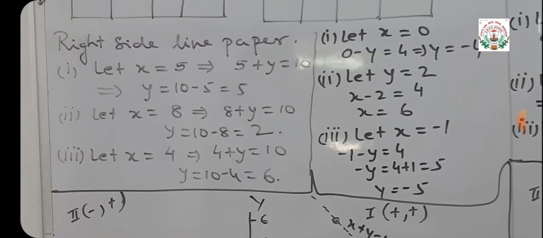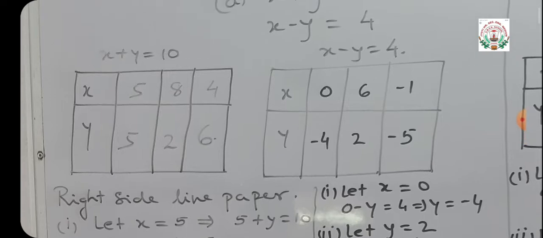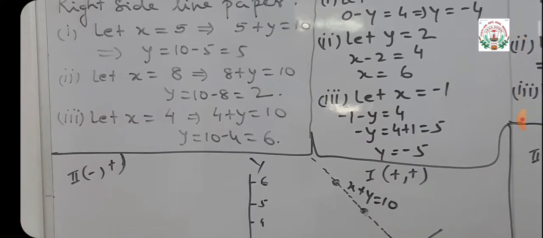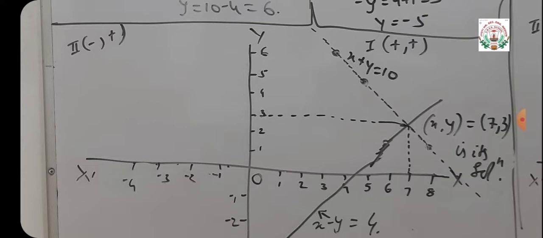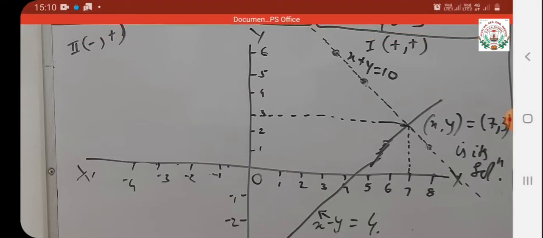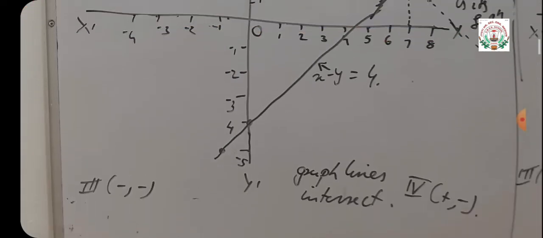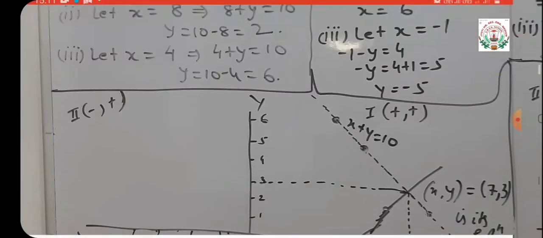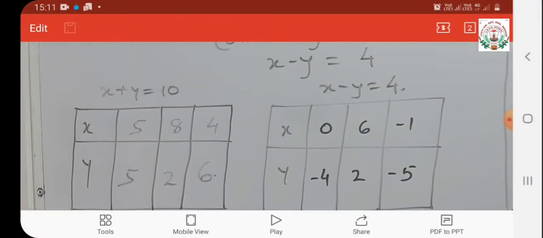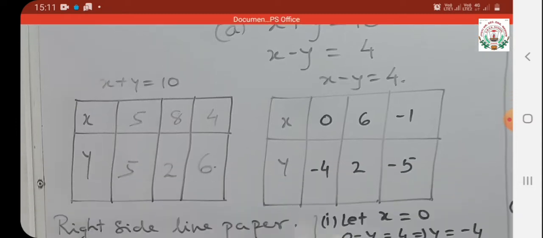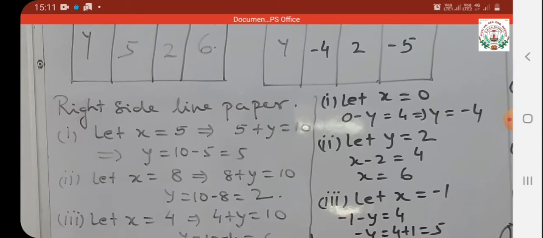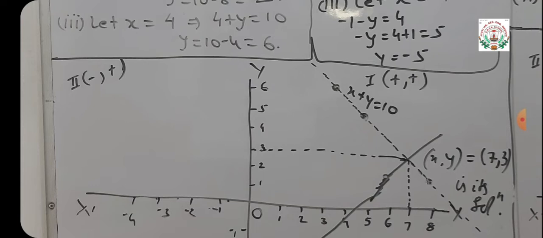In the same way, we will plot the points for the second linear equation on the same graph. If both the graph lines intersect each other, that intersecting point, x equals 7 and y equals 3, is our solution of the given linear equations. So here the two graph lines will be intersecting. All this we have to complete in the graph copy.